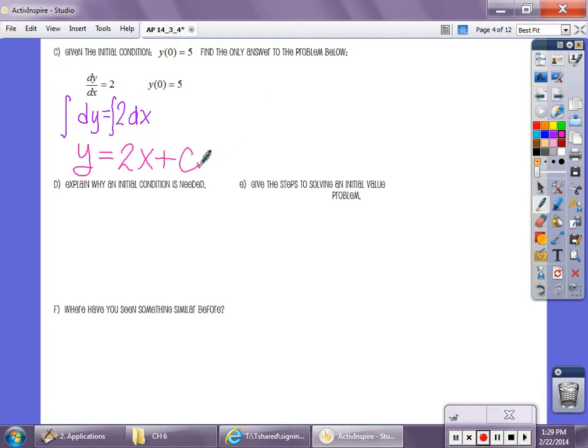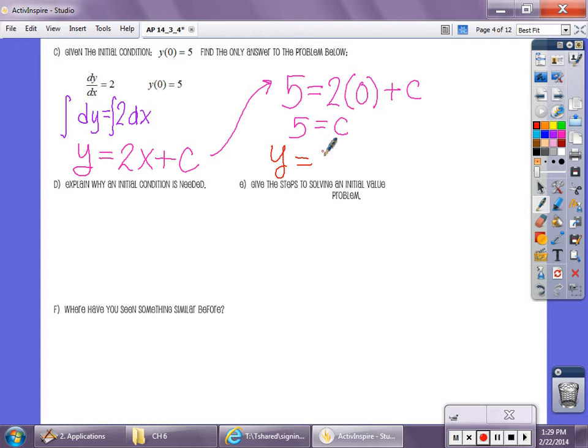So now you can kind of see why we have y of 0 equals 5. If y of 0 equals 5, then the y value is 5, the x value is 0, therefore the c value is 5. So the one and only solution to this initial condition, this question, is y is equal to 2x plus 5. So the 2x came from over here, and then I just put in the c value. So this is something called a differential equation, and it's a differential equation with an initial value.